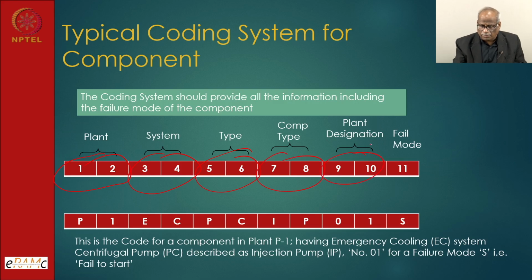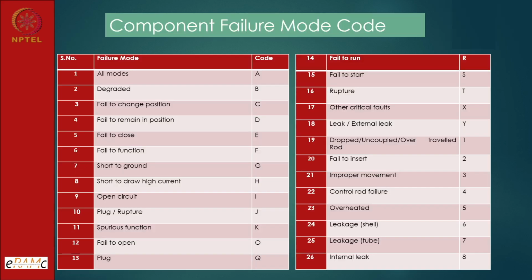then plant designation, component designation. Okay. And then I have explained here, this is a code for a component in plant P1 having emergency cooling EC system, centrifugal pump PC, described by injection pump IP number 1. So, in one string you will get all the information, and that is very useful for PRA modeling. So, we have to follow this, and then there is a failure mode characterization.